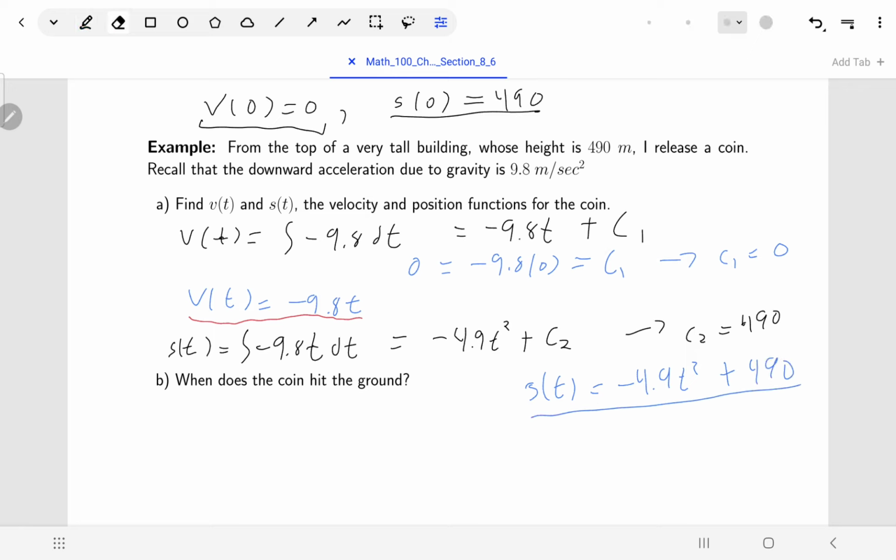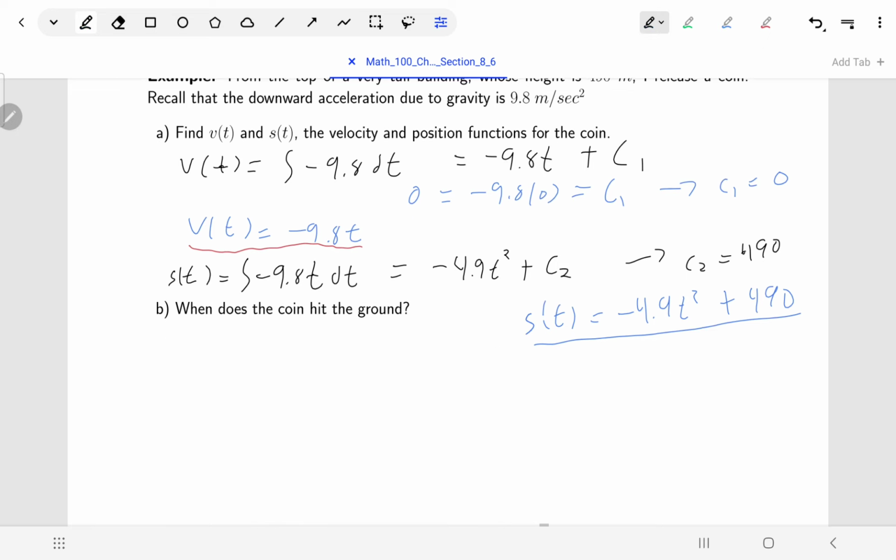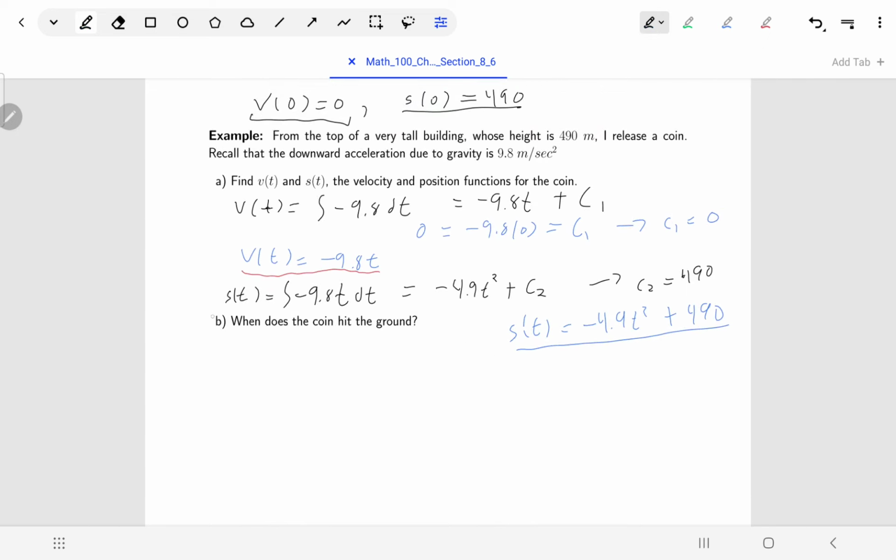And so now we're good to go. We can answer whatever questions we have about positions or velocity because we've got both of those functions. And so the first question that I want to address is in part B. When does my coin hit the ground? Or in other words, when is the position of my coin equal to 0?